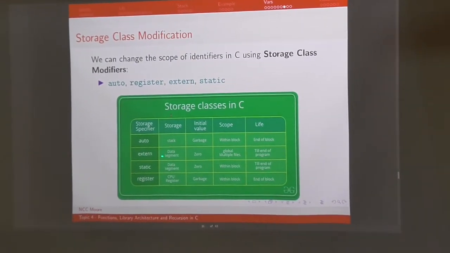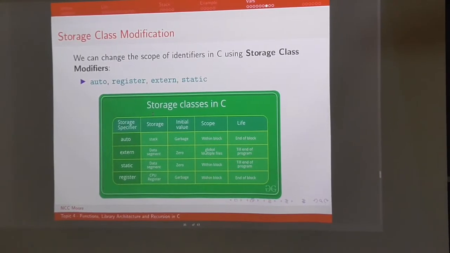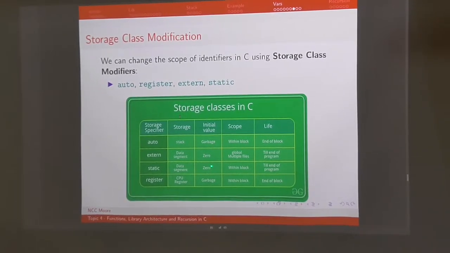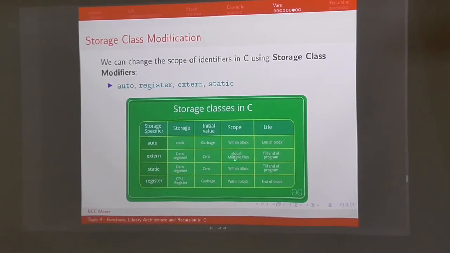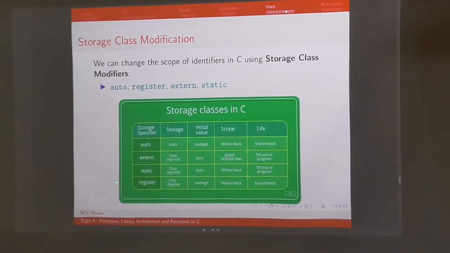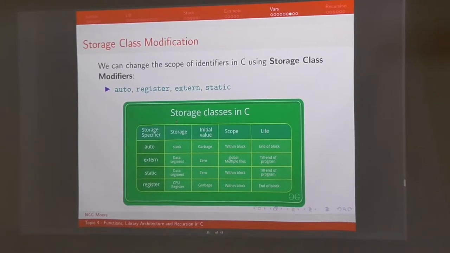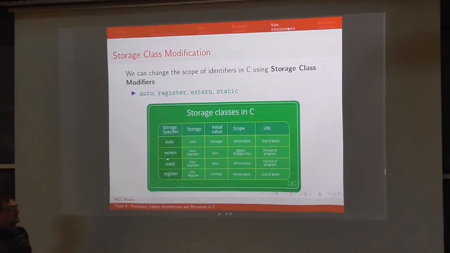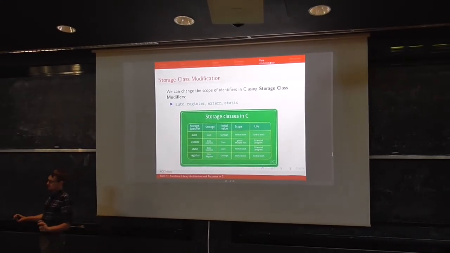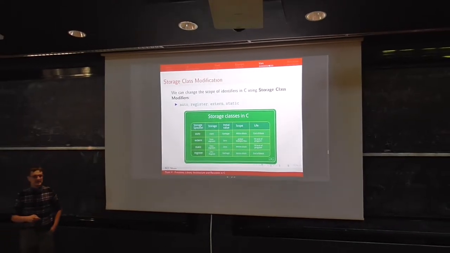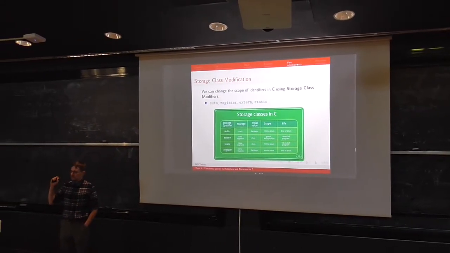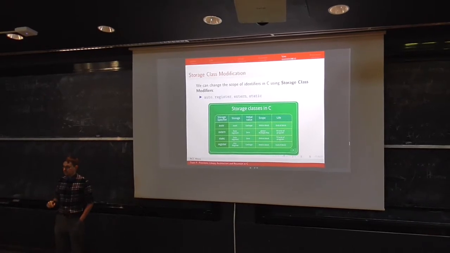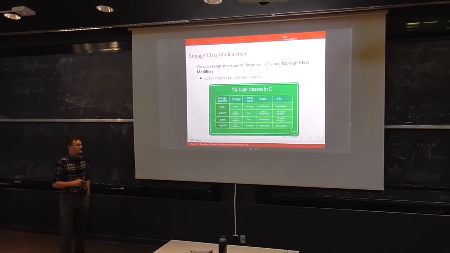External variables are stored in the quote-unquote data segment, also sometimes known as heap memory, same as static variables. They are actually initialized to zero. External variables are global across multiple files. Static variables are still scoped to within a single block, but both have a lifespan until the end of the program. So external variables are what you might think of as true global variables, right? Static variables are variables which will hold their value between different calls to the same function, but cannot be viewed outside of that function.